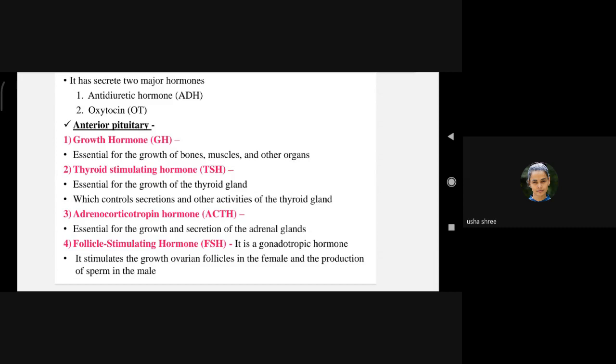Now, the next is adrenocorticotropin hormone, essential for the growth and secretion of the adrenal glands. Now, please tell me where these adrenal glands are present. Above the kidney. And what are their shapes? Cap shaped. Please repeat. They are in the shape of a cone, a cap shape, birthday cap.